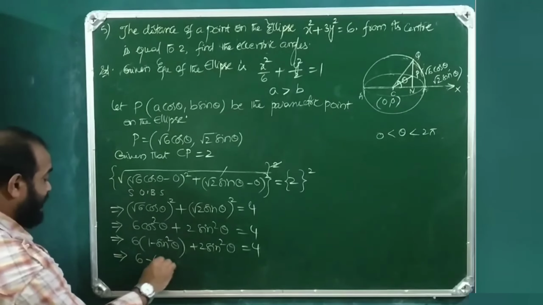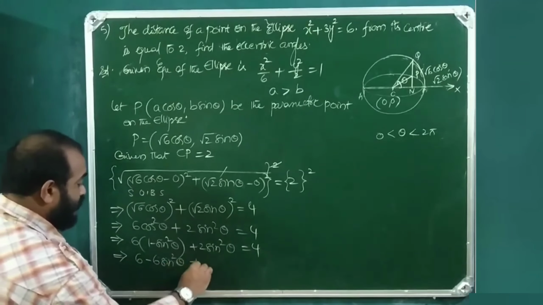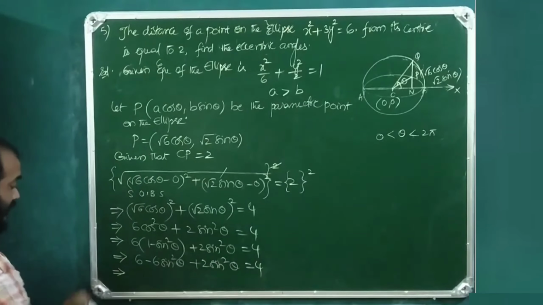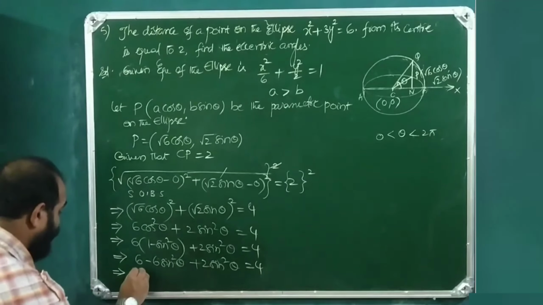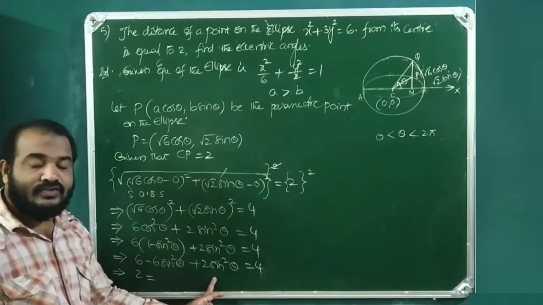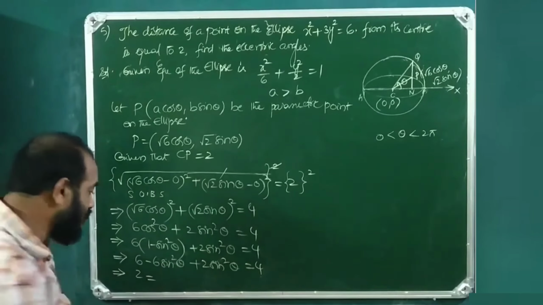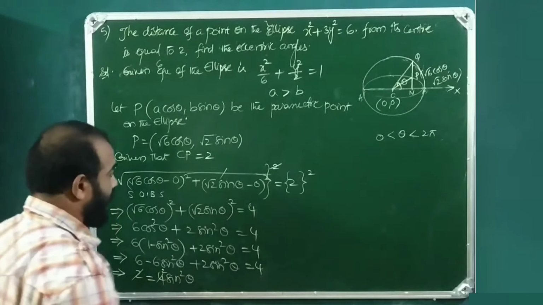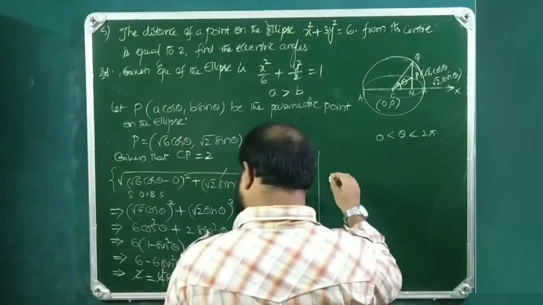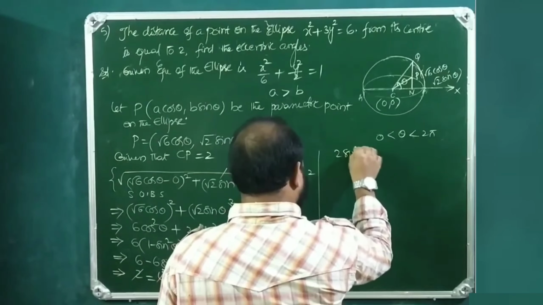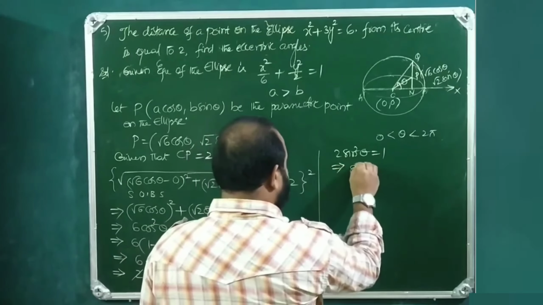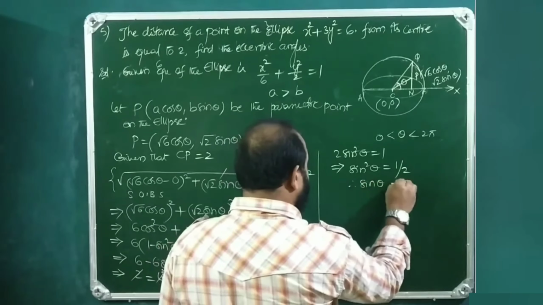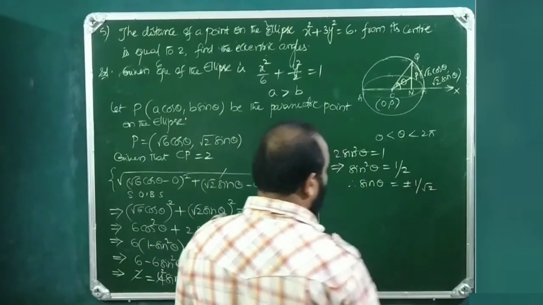So this is 6 minus 6 sin square theta plus 2 sin square theta is equals to 4. 6 minus 4 is 2, is equals to minus 6 sin square theta plus 2 sin square theta, is minus 4 sin square theta. If you transpose 4 sin square theta, so 2 times. So we get 2 sin square theta is equals to 1. So sin square theta is equals to 1 by 2. Therefore sin theta is equals to plus or minus 1 by root 2.